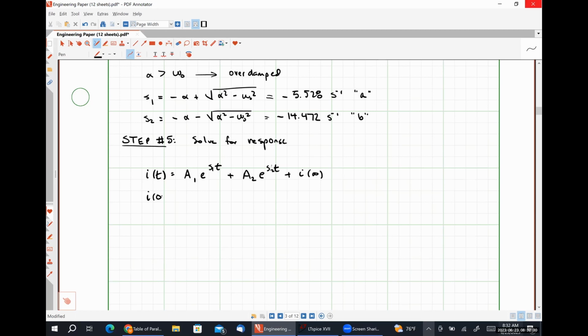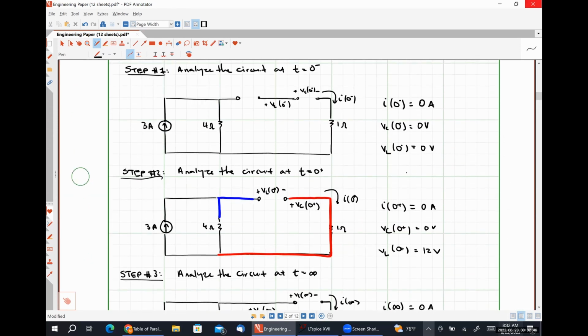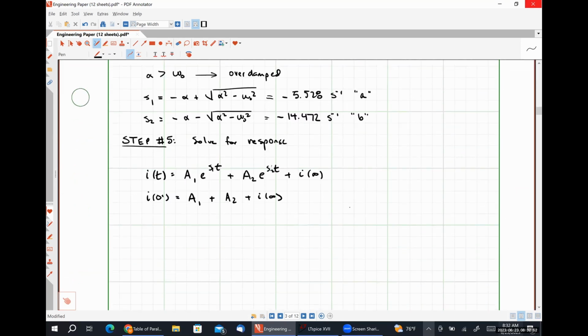And I at 0 plus then becomes A1 plus A2 plus I at infinity. So I at 0 plus was 0, if I'm not mistaken, and I at infinity was also 0. So what I'm going to get from this is A1 plus A2 is equal to 0. All right, this is my first relationship that I'm going to use to solve for my coefficients.